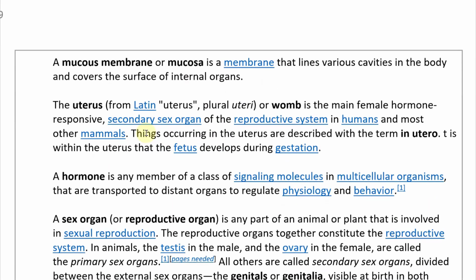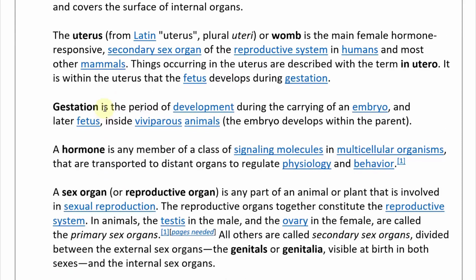The uterus, from Latin uterus, plural uteri, or womb, is the female hormone-responsive secondary sex organ of the reproductive system in humans and most other mammals. Things occurring in the uterus are described with the term in utero. It is within the uterus that the fetus develops during gestation.